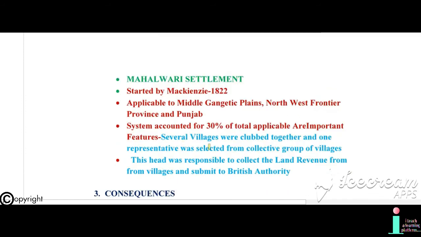The next important land revenue system was the Mahalwari System, and this system was started by Mackenzie in the year 1822. It was applicable to the Middle Gangetic Plains, Northwest Frontier Province and Punjab, and this system accounted for 30% of the total applicable area. Its important features were that several villages were clubbed together and one representative was selected from the collective group of villages. This head was responsible for collecting the land revenue from the villages and submitting it to the British authorities.